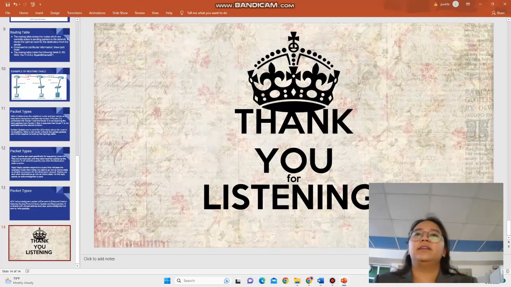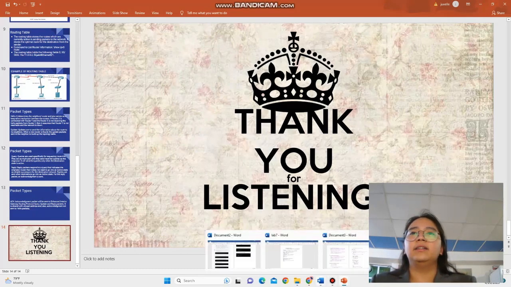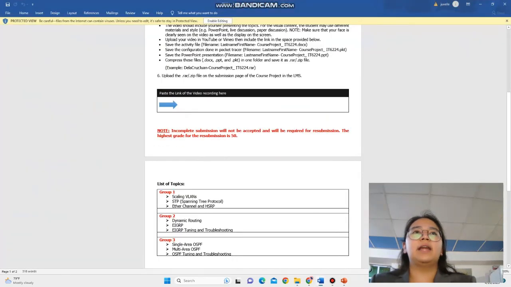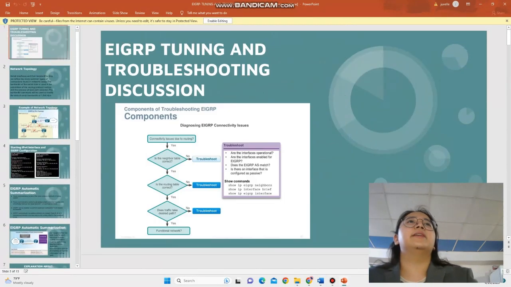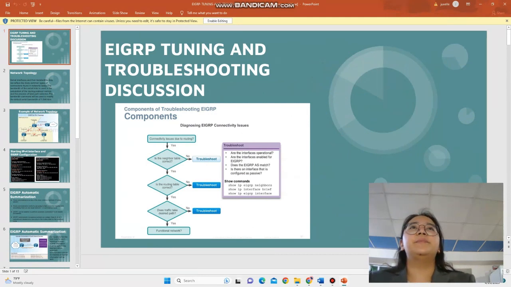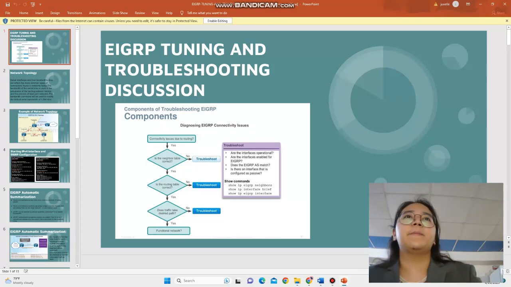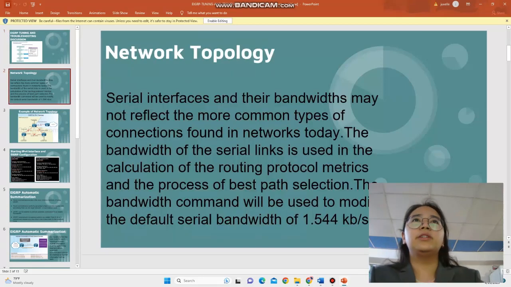But, oh, wait. I still have one topic. So, EIGRP tuning and troubleshooting. So, let's proceed. And this one is the EIGRP tuning and troubleshooting discussion. So, I put the table here about components of troubleshooting. EIGRP components. This is diagnosing EIGRP connectivity issues. So, that's the issues.